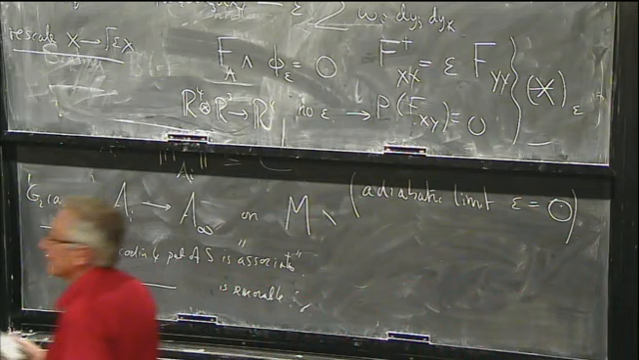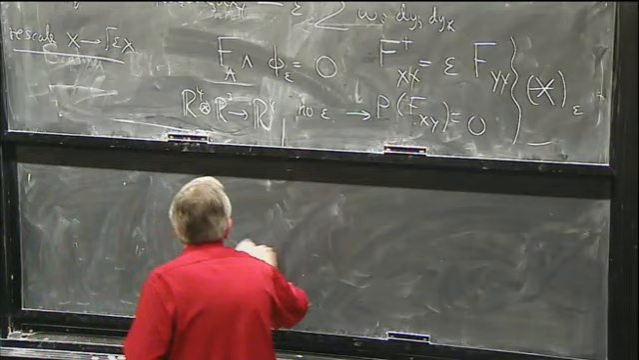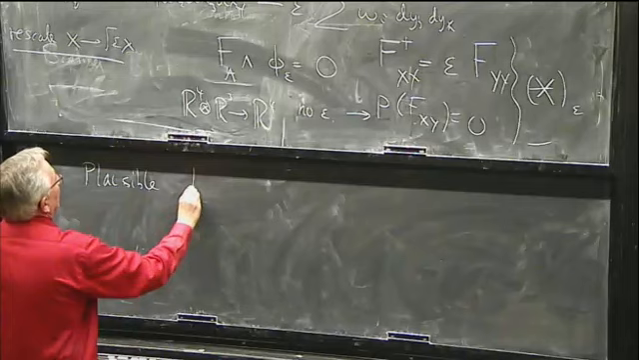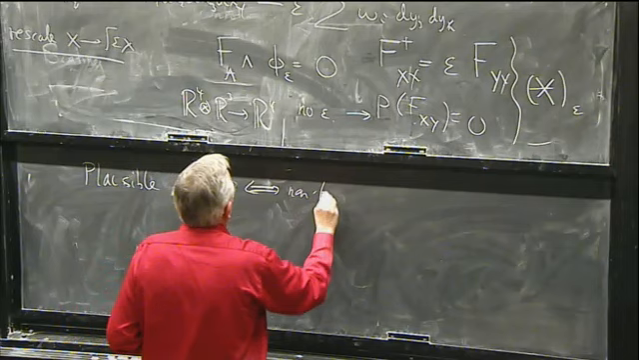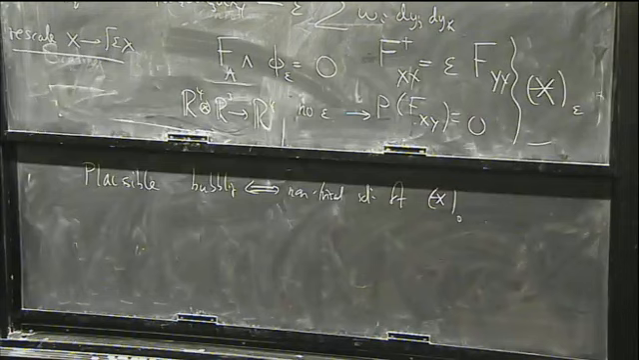So what's plausible then is that the bubbling will occur if and only if there's a non-trivial solution of this equation, star zero. That's plausible, and in some parts it is proved.